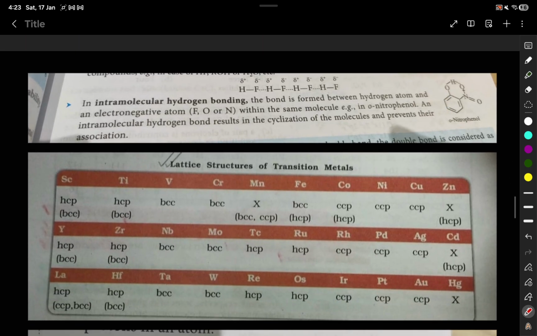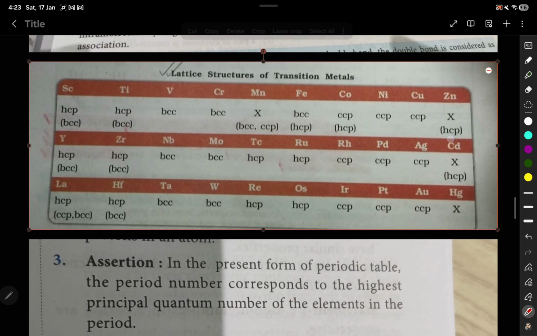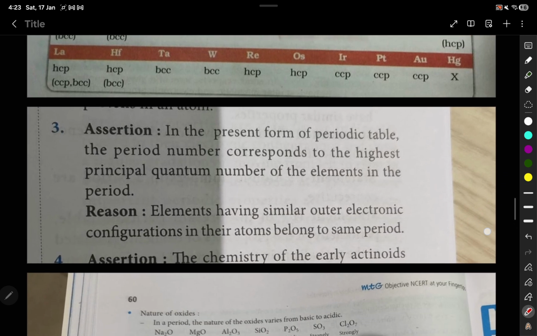Okay. In intramolecular hydrogen bonding, the bond is formed between a hydrogen atom and an electronegative atom within the same molecule. Okay, that's intramolecular. It also results in cyclization of molecules and prevents their association, which pretty much makes sense. And this table is absolutely useless. I will not be remembering this.